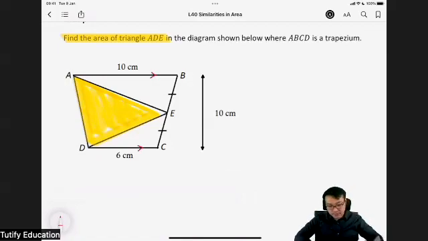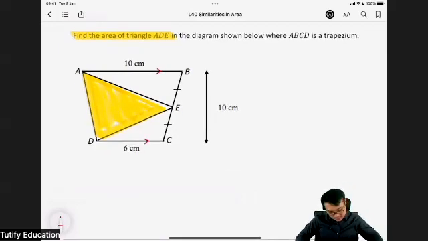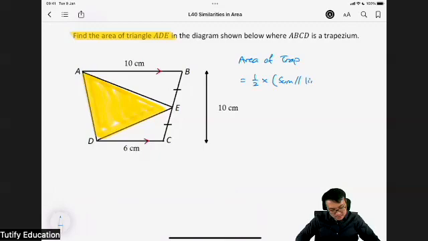Yes. Oh, very good. Do you remember what's the formula? Half times the parallel lines. Half times the sum of the two parallel lines, then multiply by the height. Good. So this is the correct formula. Come, let's try to find the area of this trapezium.